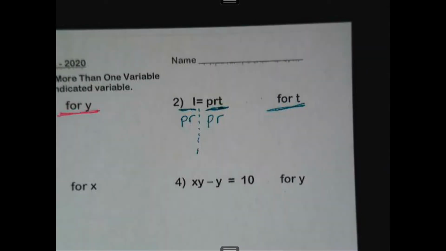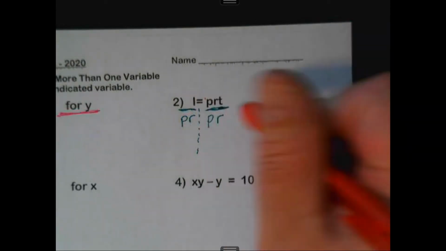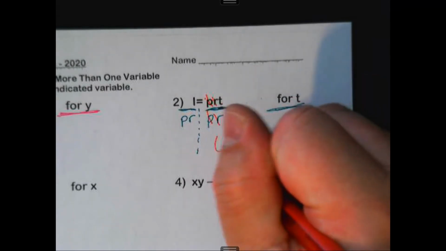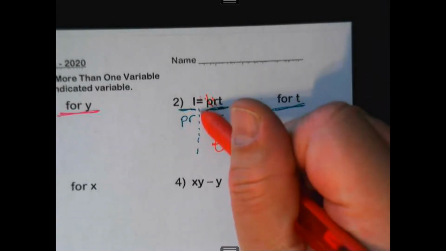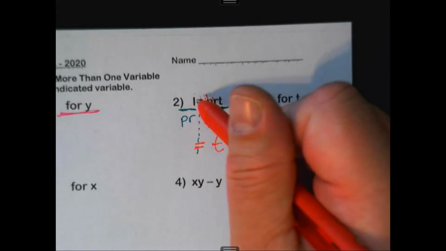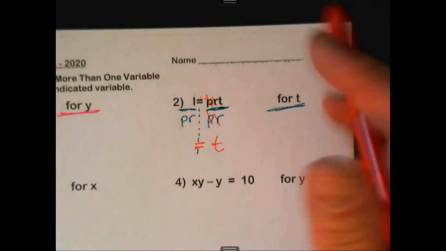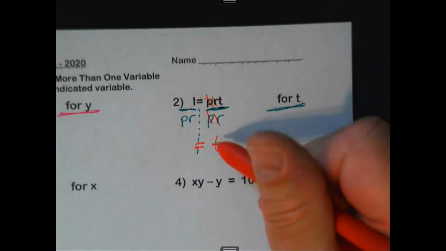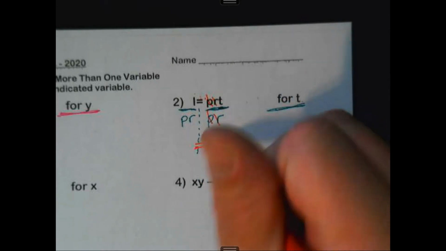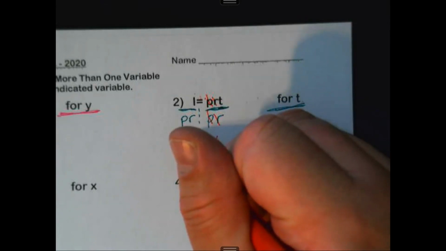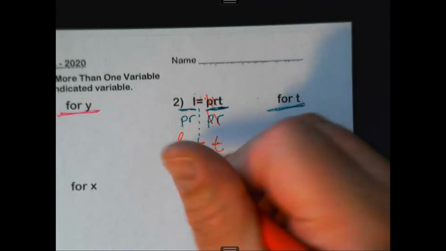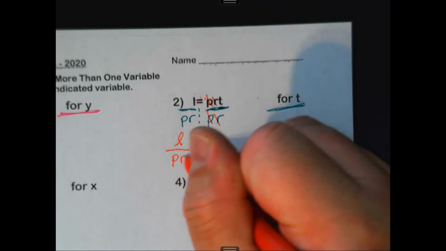So on the right side, the P's cancel, the R's cancel. I get my T by itself, down my equal sign. And here's what I have left over. I don't care what it looks like. I want to solve for T, or have T on one side of the equation by itself. Isolate this T. Here's what I have on the left-hand side. I have that L divided by the P times R. There's my answer.